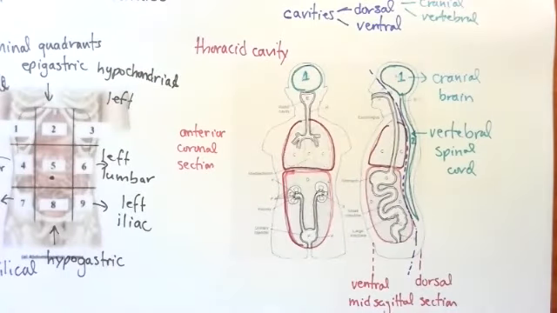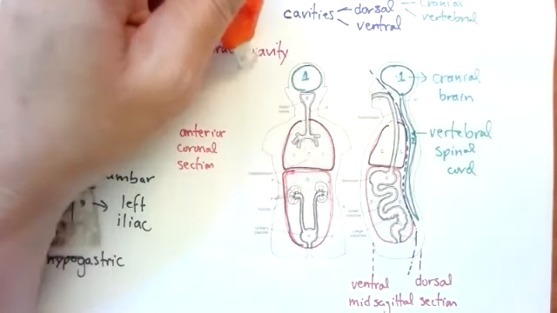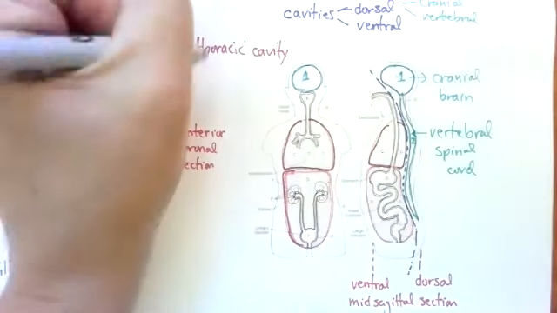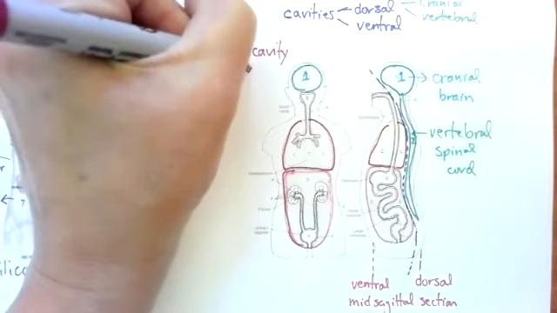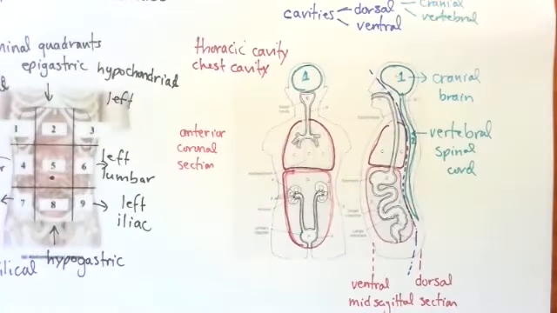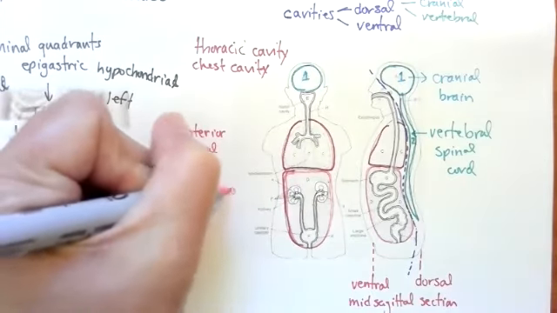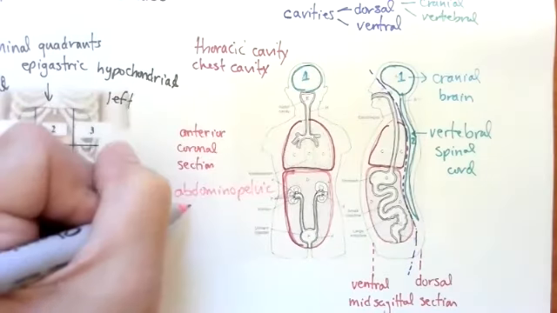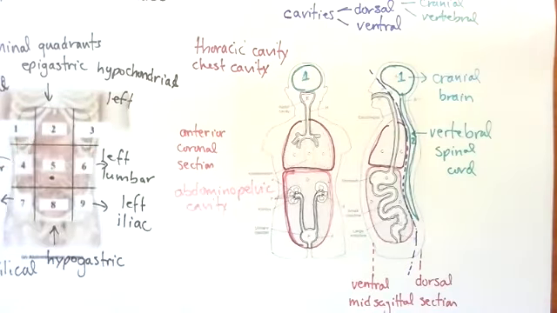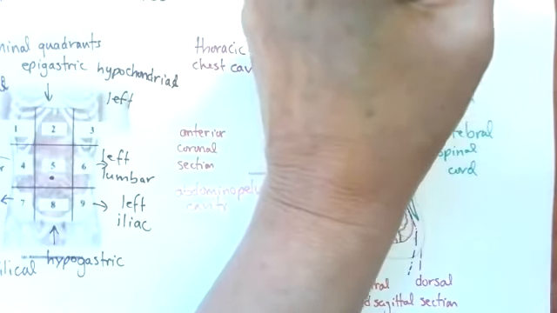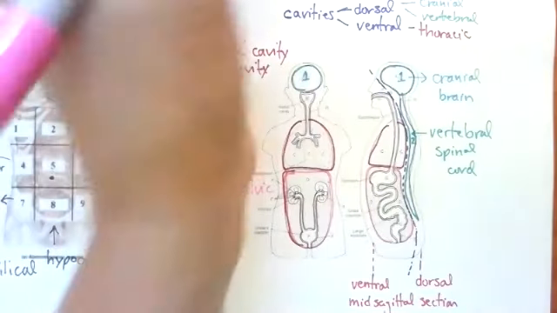Oops, I've got a typo there. I've got to fix that. Grab my white out. This is the chest cavity. And down here, I have the abdominal pelvic. This should all have been in pink. So in ventral, then we can subdivide the ventral into thoracic and into the abdominal pelvic.